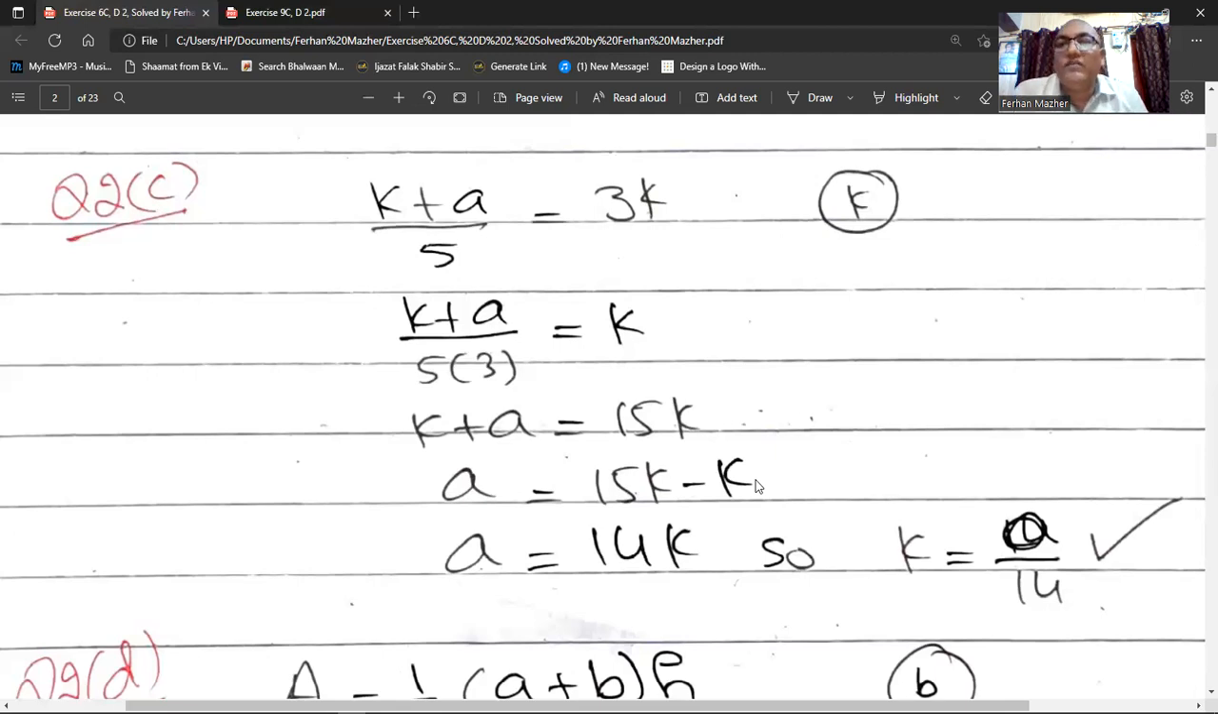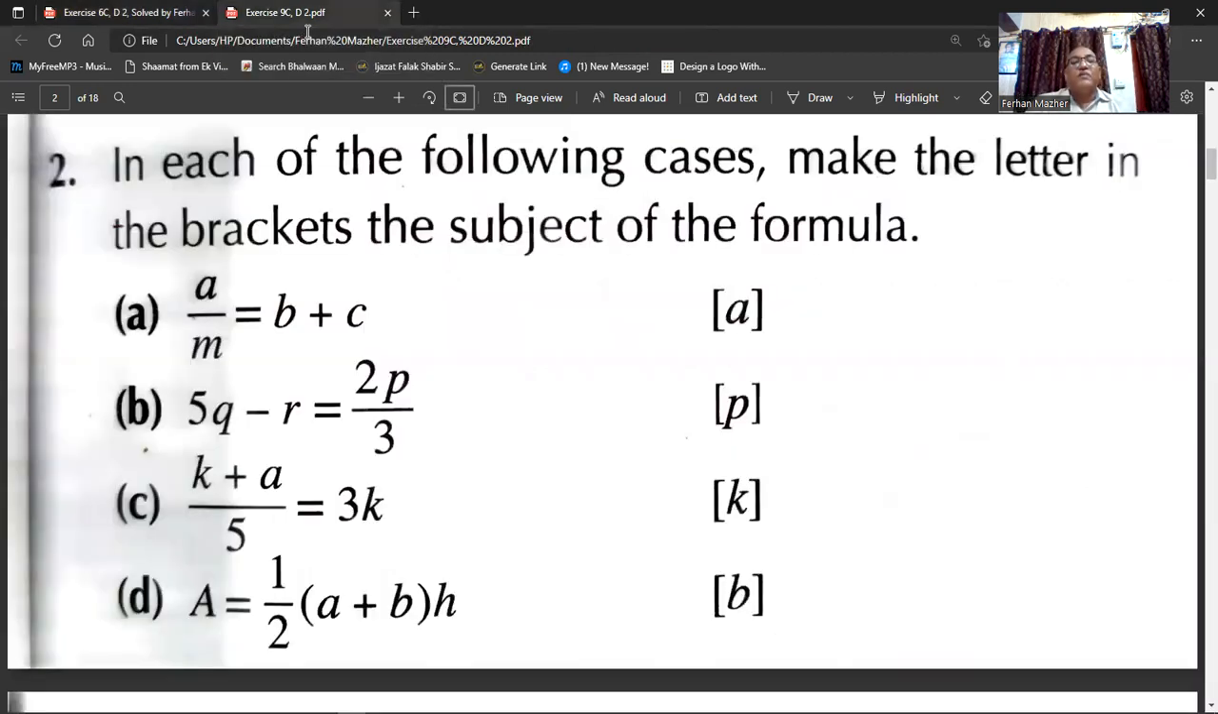So this is how you will make K the subject of the formula. There was one problem, that the K was in two places. So we make sure that all the Ks, you bring them to the same side, and then you take the K common. So this is how you will do this. Okay, so we are going to the next part. Next part is question number two, D part.